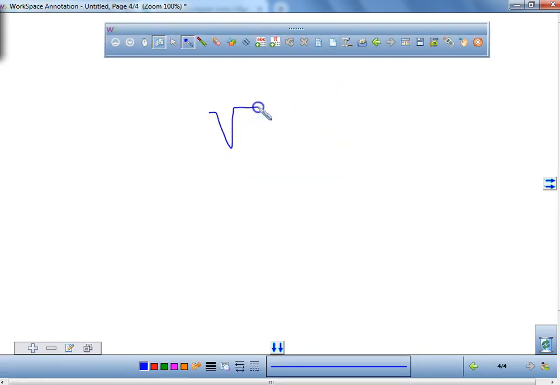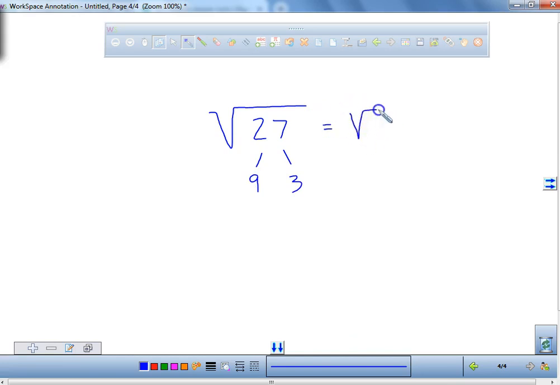Ready? The square root of 27. What numbers do you think multiply together to equal 27? You're right. Say it again. 9 times 3. Good. Now, watch this. I'm going to say this equals the square root of 9 times the square root of 3.